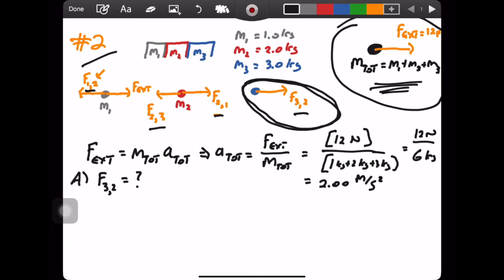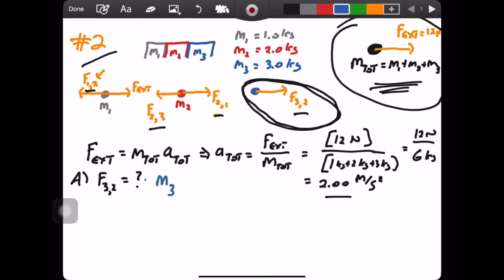And again, the acceleration is the same for all three blocks. I just solved for it. It's just 2 meters per second. And so this F32, again, this is going to be the force that has to accelerate this third block alone. It's the only force we have in our free body diagram for the third block. So this means that the F on 3 from 2 must be the mass of 3.